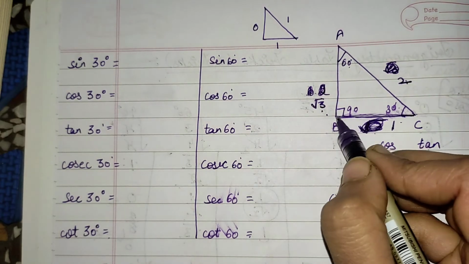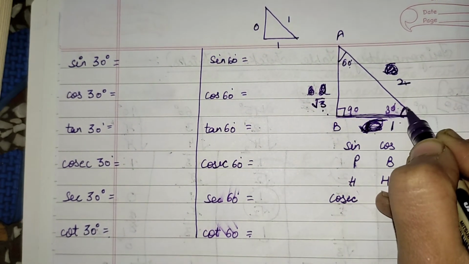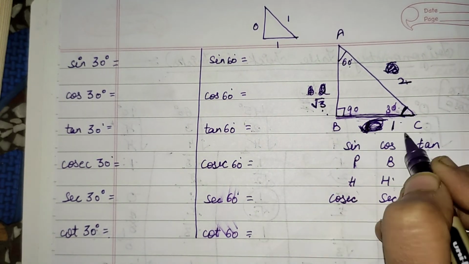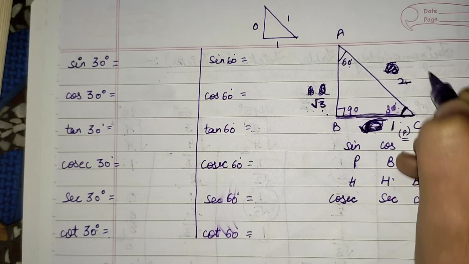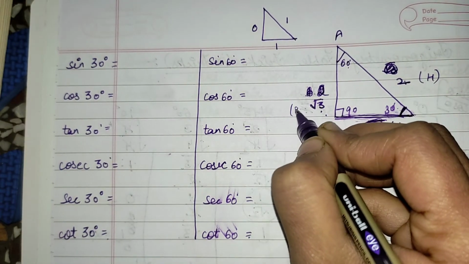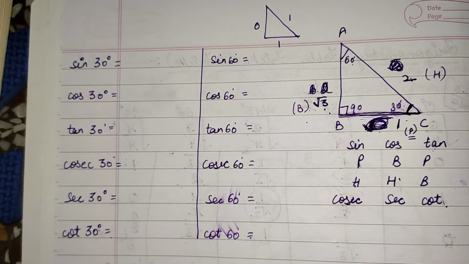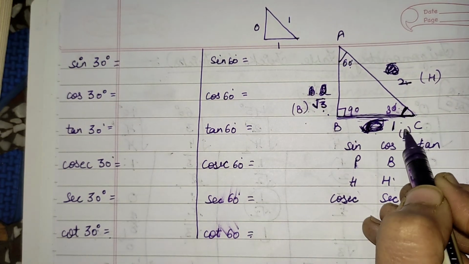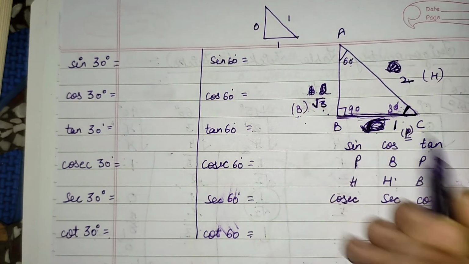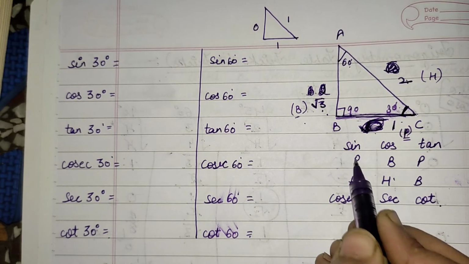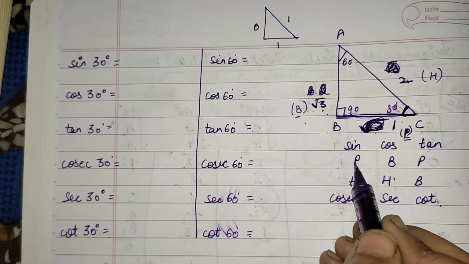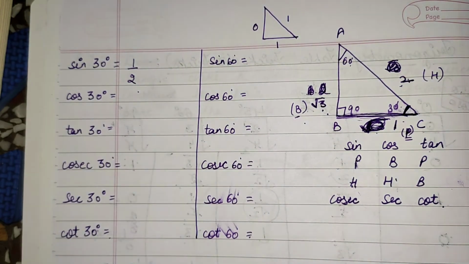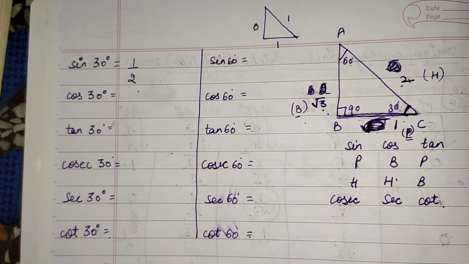Okay, so when I am going to find out the value of sine 30, this time my perpendicular will be this, hypotenuse will be this and my base will be this. This is the rule of trigonometry. I have not done anything. So perpendicular by hypotenuse. Now start writing the values. Perpendicular is 1 and hypotenuse is 2. So this is the value of sine 30.